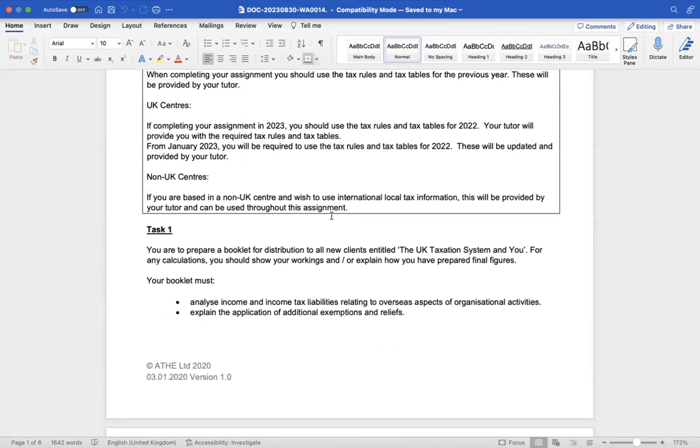So analyze income and income tax liabilities relating to overseas aspects of organizational activity. You need to explain how income is classified in the UK for tax purposes. For example, up to £12,500 is exempt, then up to £35,000 or £37,500 the tax rate is 20%, then 40% and above, then 45%. Also you need to discuss how income from overseas activities is treated for tax purposes. Provide an example illustrating the calculation of income tax liabilities related to both domestic and overseas income. When it comes to tax, as an accountant you know they look at all your income, whether it's within the country or outside the country.